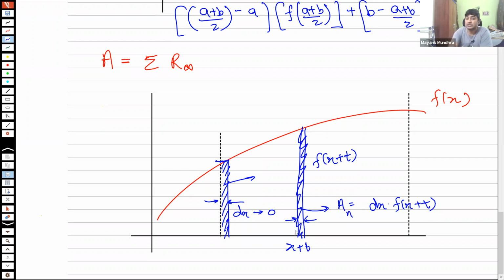So you keep adding all these areas. So you just add up. So you sum up all these f of x plus t rectangles with dx width going from A to B. Now this is essentially what is given by the integration of f of x dx going from A to B.